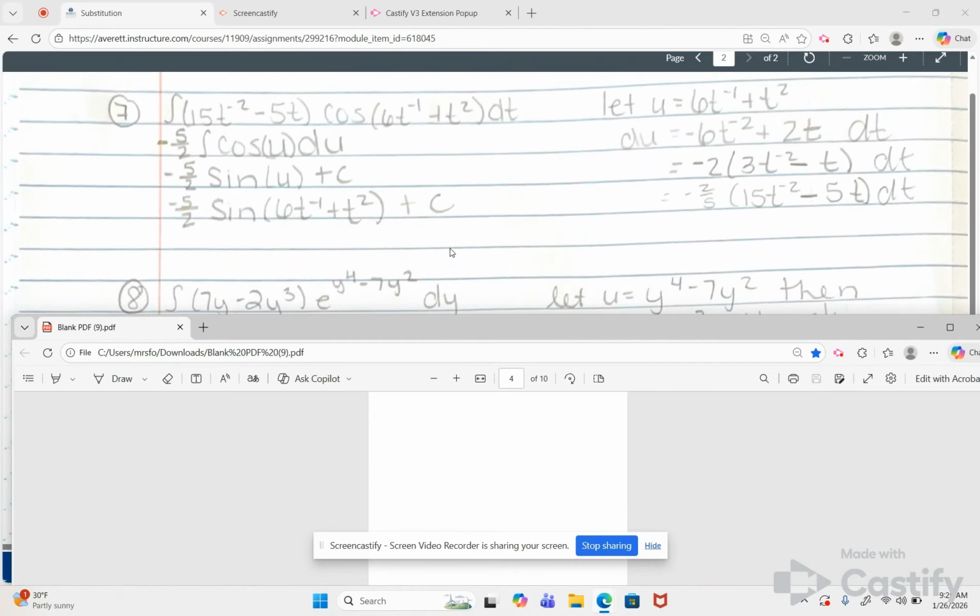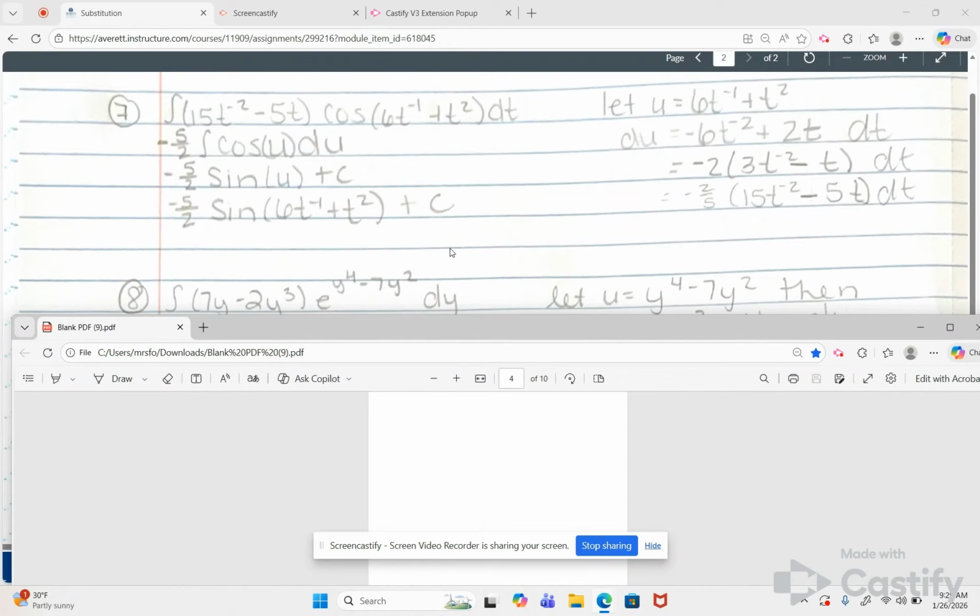All right, so number 8. This we had an e exponential function. We have 7y minus 2y cubed. Now, you might look at this and you're like, I don't know which one's the inside function. Well, when you have that e, we're used to e to the x. Well, this isn't e to the x. There's something that's replaced that x. So, that's the composition piece. That's the inside function. So, our u is y to the 4th minus 7y squared.